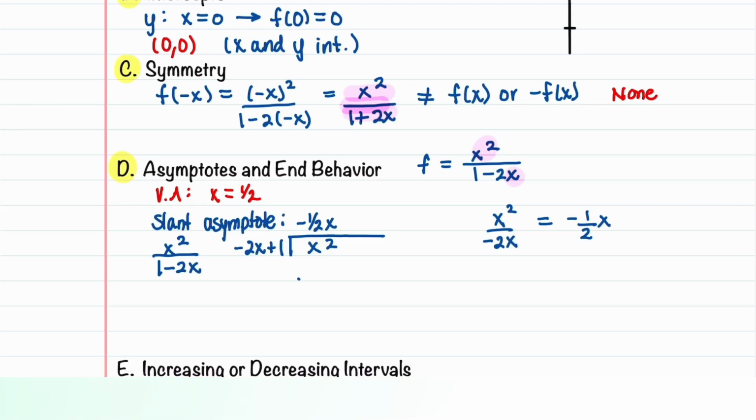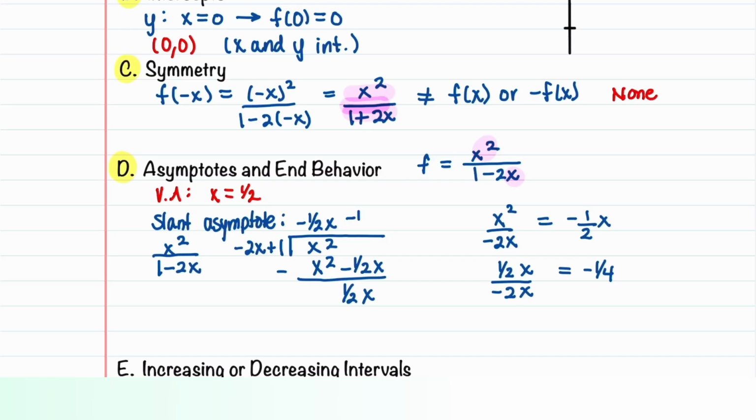And then we go ahead and multiply both terms. Minus 1/2 x times minus 2x is equal to x squared. And then 1 times minus 1/2 x is minus 1/2 x. Then we subtract, so we get a 1/2 x left. And then we have 1/2 x divided by minus 2x, that is minus 1/4.